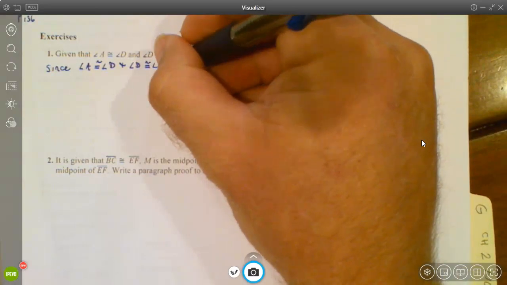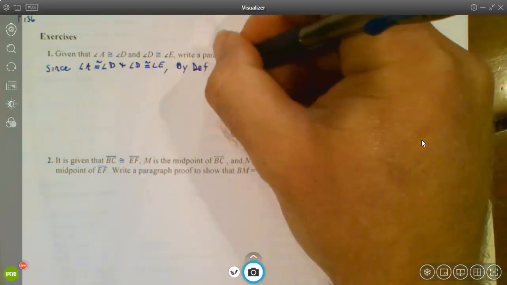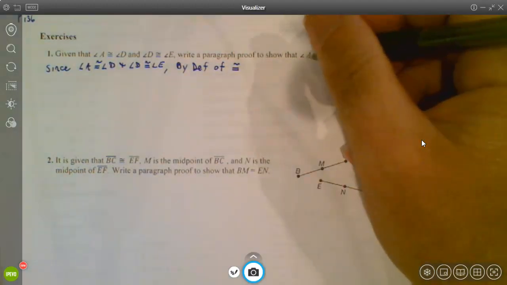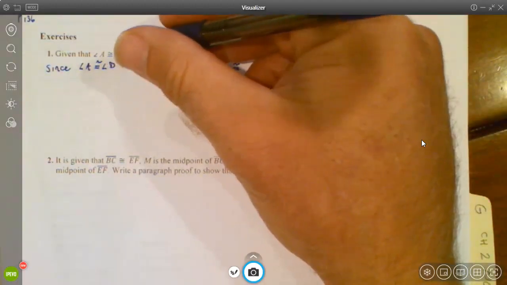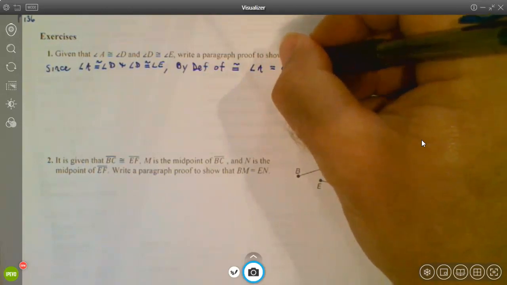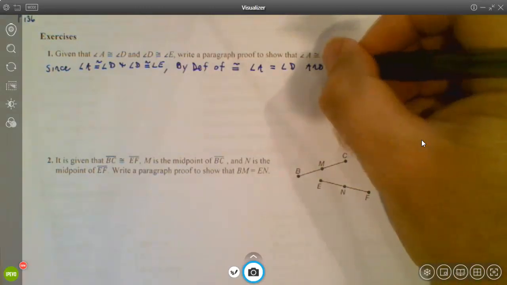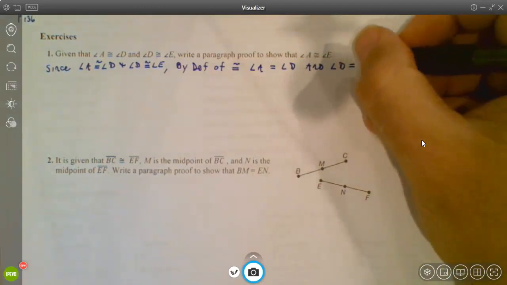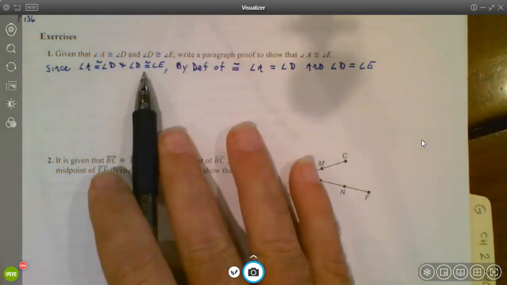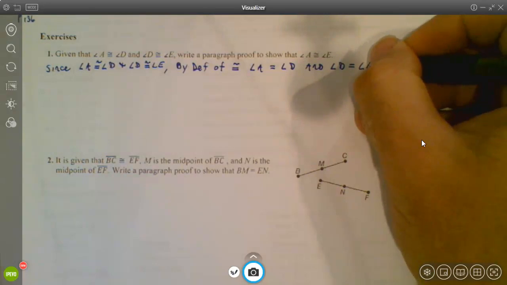So, by definition of congruence, and I'm going to abbreviate here to keep things simpler, so I like to use a lot of symbols. By definition of congruence, I know that angle A is equal to angle D, and angle D is equal to angle E, right? Just by definition of congruence, right? Since they are congruent, they are also equal to each other. Okay, so there's our first idea.